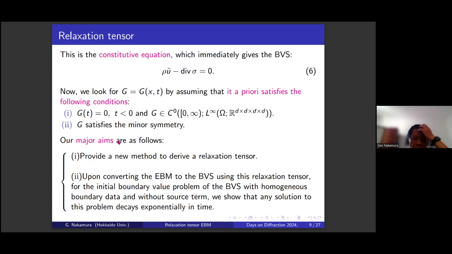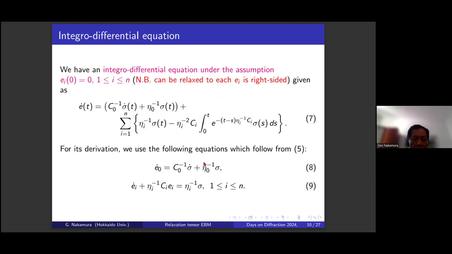And then the major aim is, as I mentioned before, but let me just repeat it. The first important aim is to derive a new method. A new method is necessary because the known method does not handle the general case. And after getting the relaxation tensor, we want to study its properties and also examine the exponential decaying property for the solution to the initial boundary value problem of the VBS.